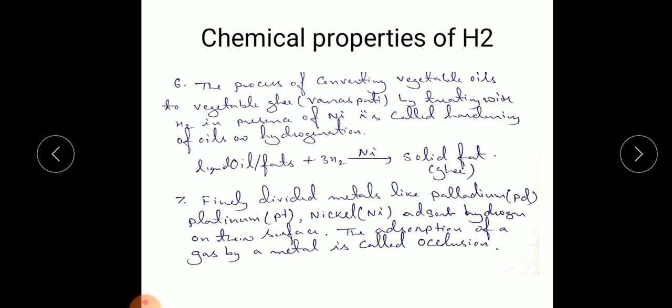Next, number 7. Finely divided metals like palladium, platinum, nickel adsorb hydrogen on their surface. The adsorption of a gas by a metal is called occlusion. So we call this process occlusion. Metals like palladium, platinum or nickel have the ability to adsorb hydrogen on their surface. This adsorption of a gas by a metal is called occlusion.